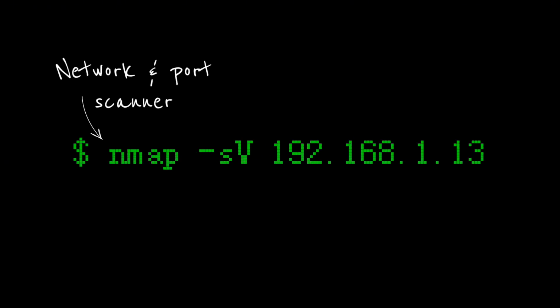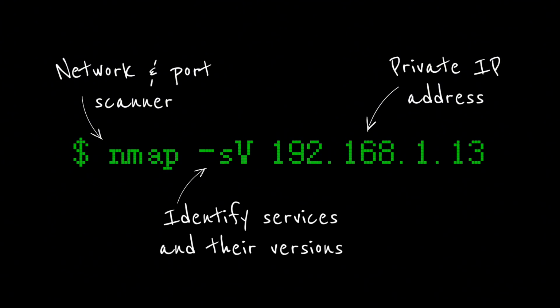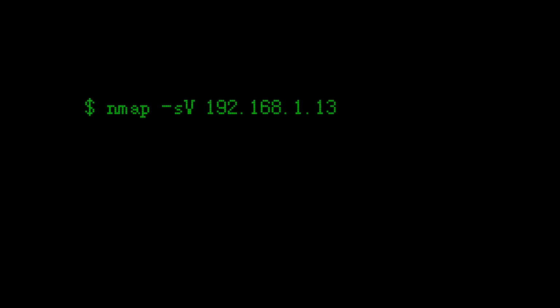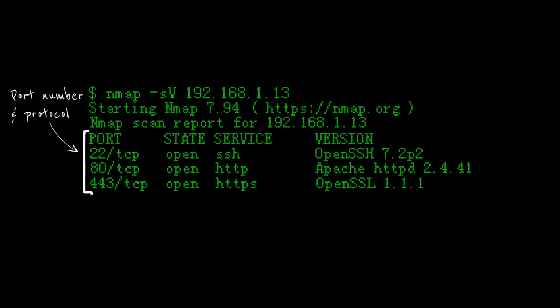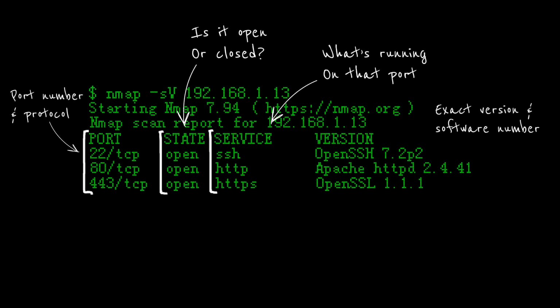Nmap is the network and port scanner, but instead we use the private IP which was found in the previous Nmap scan. -sV identifies the services and their versions. So in this scan, it shows the port number and protocol, whether it's open or closed, what's running on that port, and exact versions and software numbers.